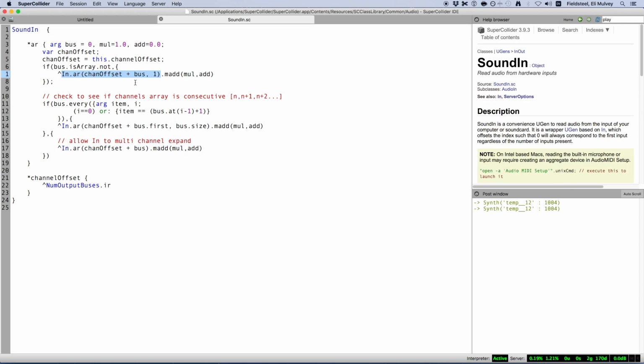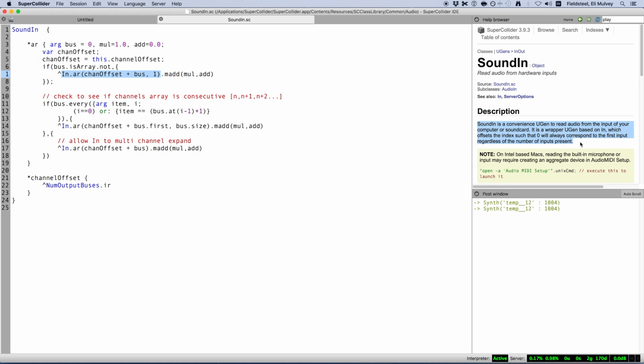So ultimately, the point here, which is actually very nicely summed up in the description in the SoundIn help file, is that SoundIn is simply a convenience UGen, also called a wrapper UGen, that uses In.ar and offsets the index so that 0 always corresponds to your first hardware audio input.